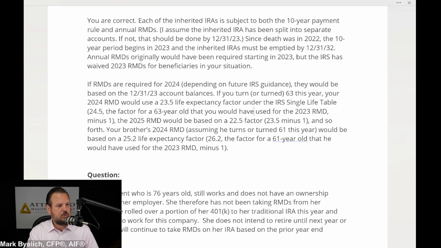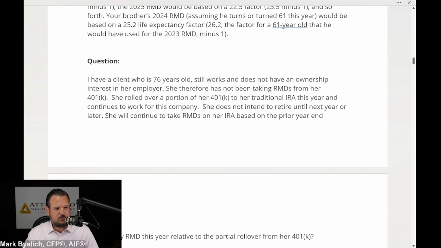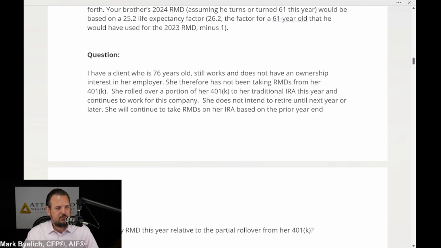Your brother's 2024 RMD, assuming he turns 61 this year, would be based on a 25.2 life expectancy factor, 26.2, the factor of a 61-year-old that he would have used for the 2023 RMD minus 1. I know that's confusing, and again, that's why it's really good to have qualified advice. And I'm going to talk later, when we talk about retirement mistakes, about what most financial advisors and financial planners miss in the planning process.